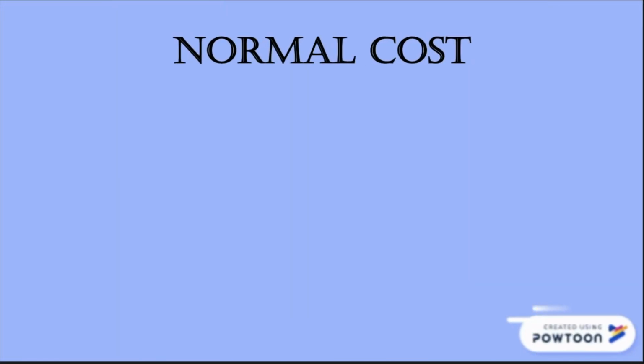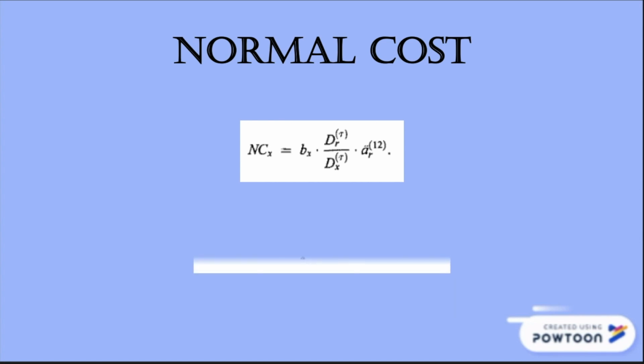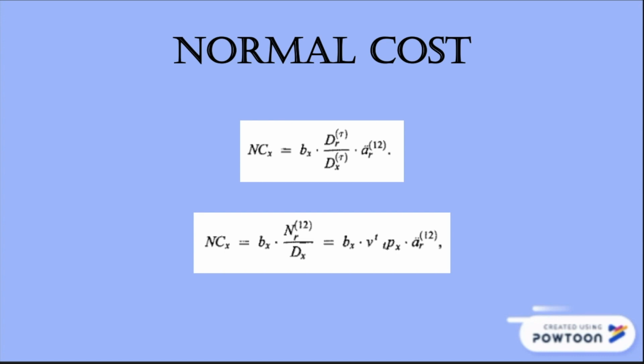The normal cost at the beginning of each year is the cost of the pension benefit that is earned in that year. It is given by NC_x equals small b_x times D_r^τ over D_x^τ times the annuity value ä_r^(12). We can also calculate the normal cost at age x using this formula: NC_x equals small b_x times the discount value of _tp_x times the annuity value ä_r^(12).